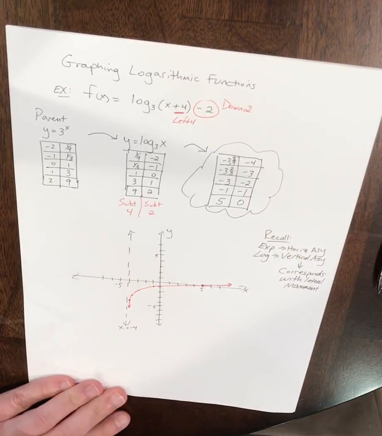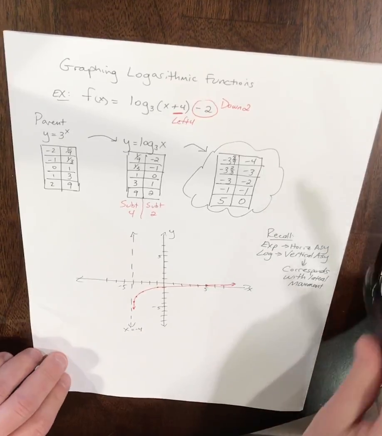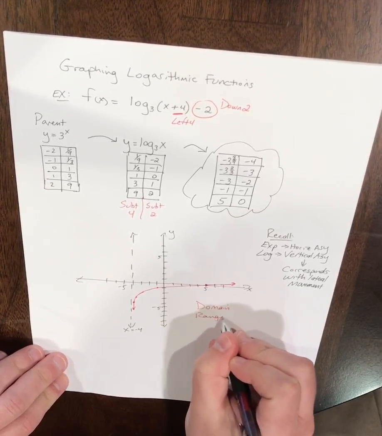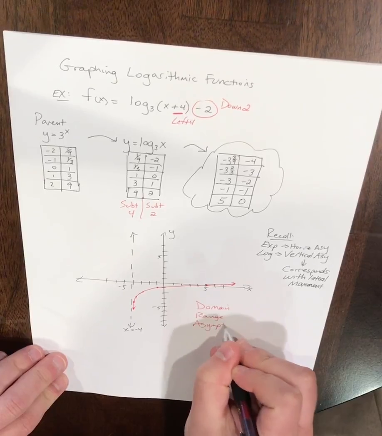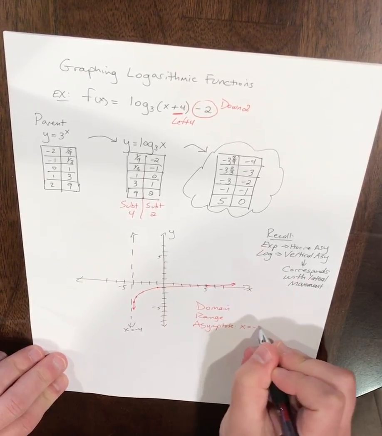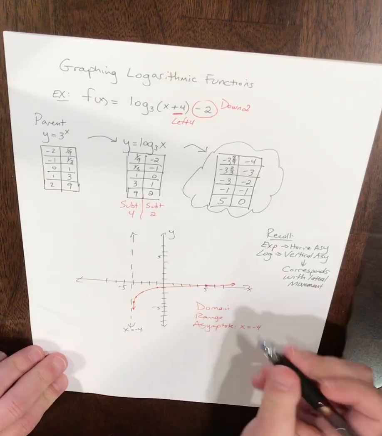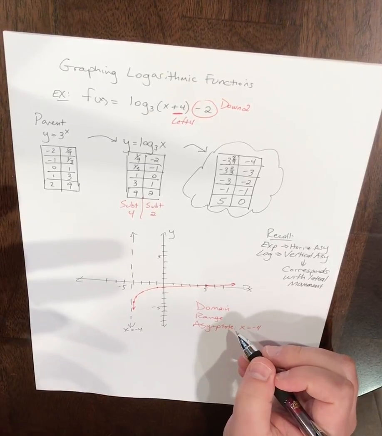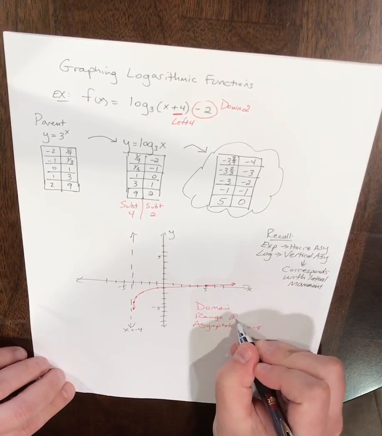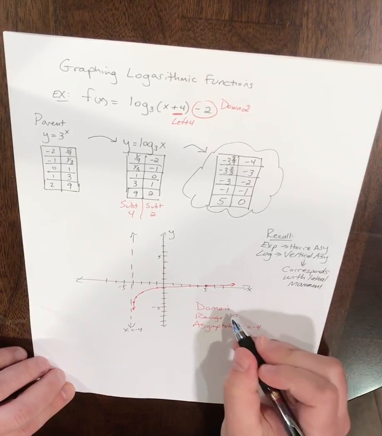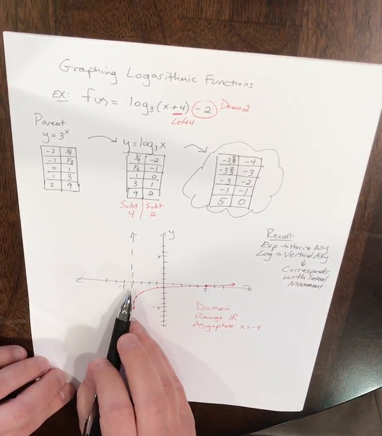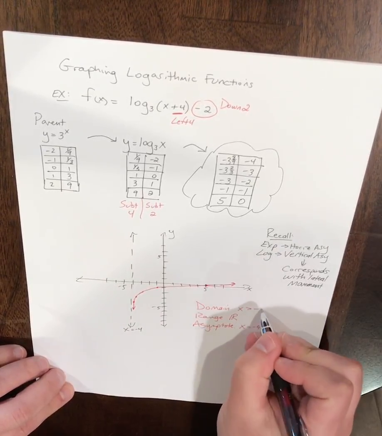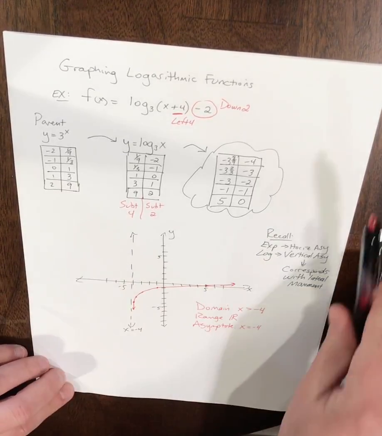Let's do another one. Oh wait, we forgot domain, range, asymptote. Well, the asymptote we already declared, x equals negative 4. Now, when we did all the other exponential functions, the domain was all reals. That flips around. Remember, when you take an inverse, you flip the domain and the range. So now the range for these types of functions is all reals. The domain, if you look at the graph, the x's only exist to the right of negative 4. So x is greater than negative 4 is your domain.